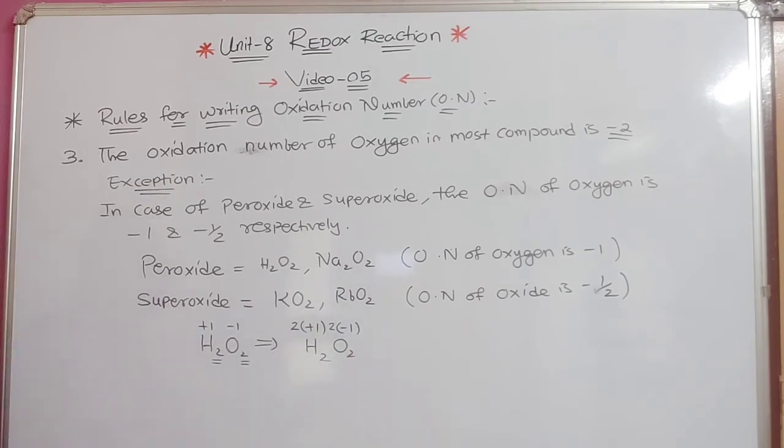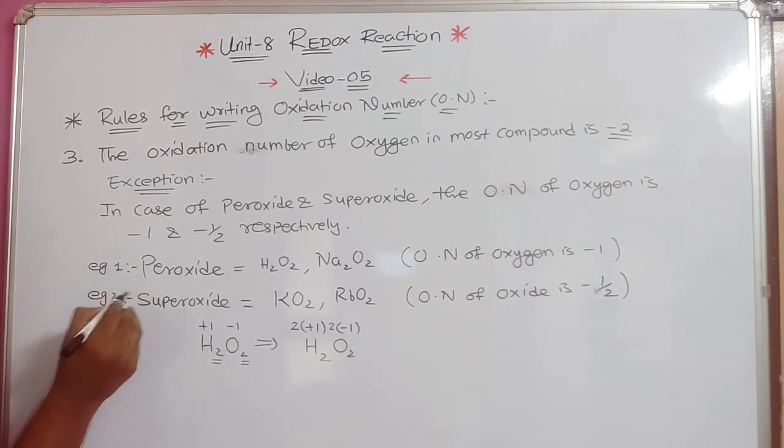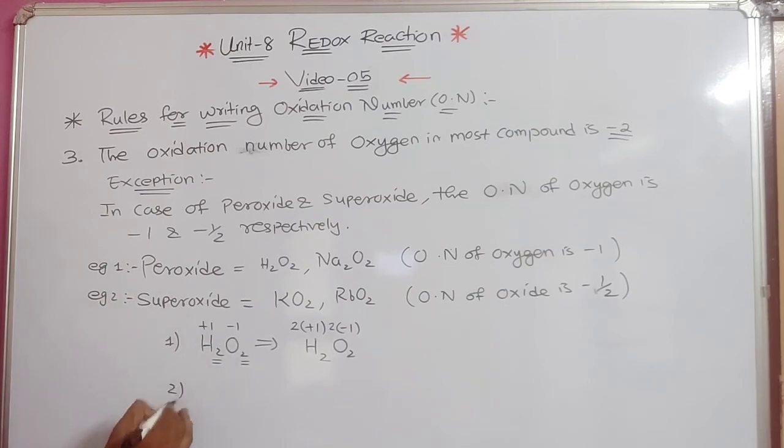Now the same thing when I write for superoxide. This is example 1 and this is example 2 for that explanation. When we write KO2, oxygen will be -1/2 and potassium is +1. So 2 into -1/2 is -1, and with +1 the total average oxidation number becomes 0. Understood? That way also you can check this. So I think this part is clear.